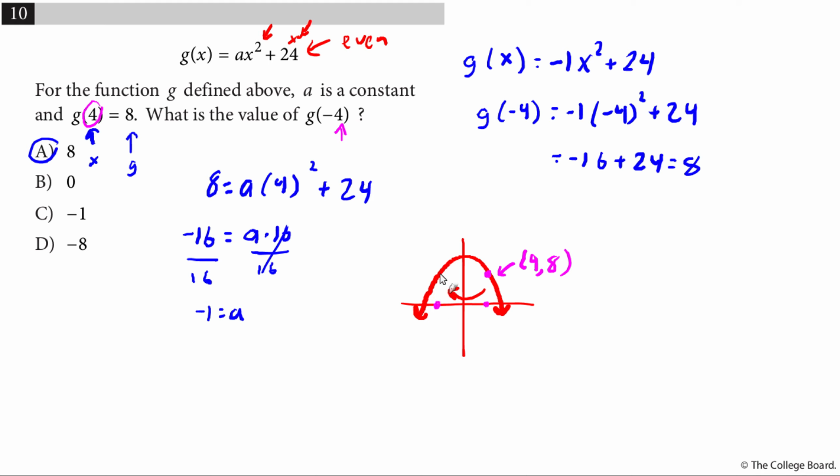The actual definition of an even function is this. A function is even if f of x is equal to f of negative x. And so without even knowing the value of a, I can say, okay, this is even. G of 4 is 8, so g of negative 4 has to also be 8. All right, I hope that helped out.